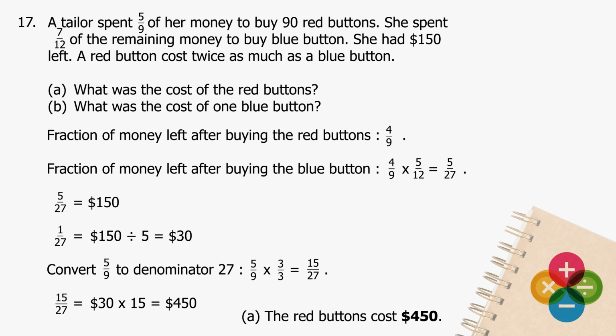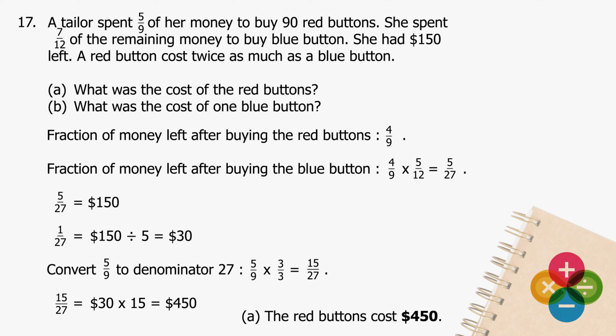The fraction of money left after buying the red buttons is 4 ninths. The fraction of money left after buying the blue button will be, multiply 4 ninths by 5 over 12, and the product is 5 over 27. 5 over 27 is equal to $150. 1 over 27 will be, divide $150 by 5, and the quotient is $30.